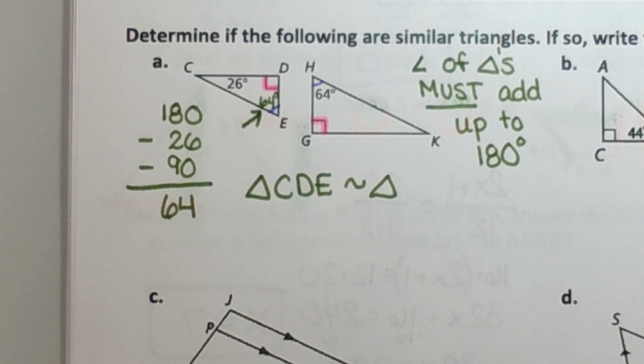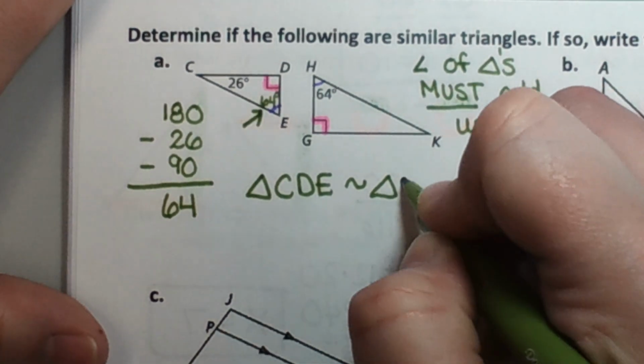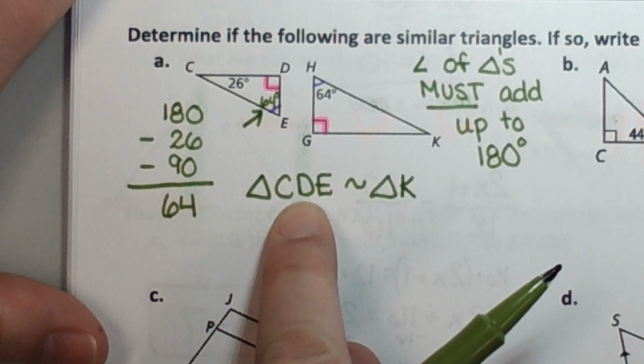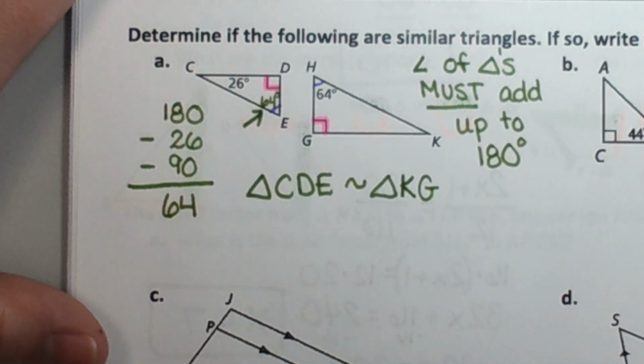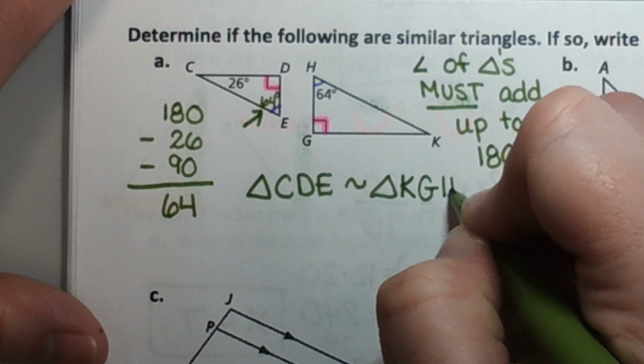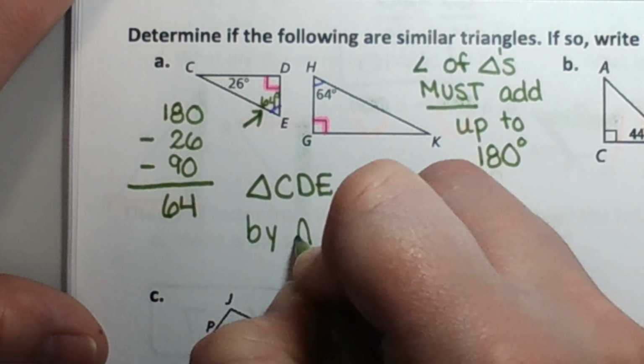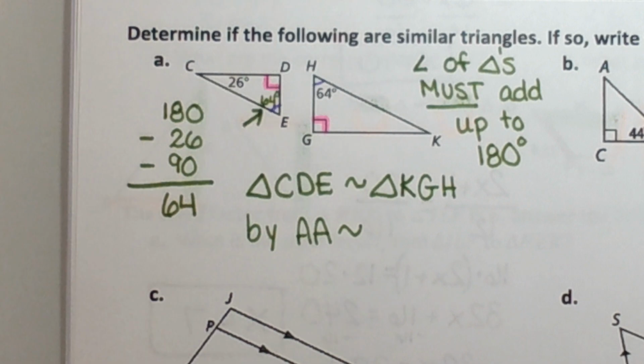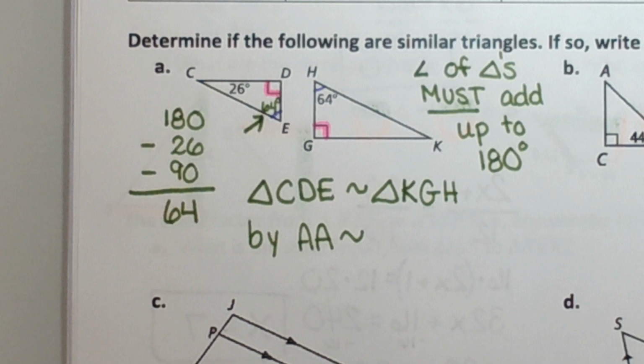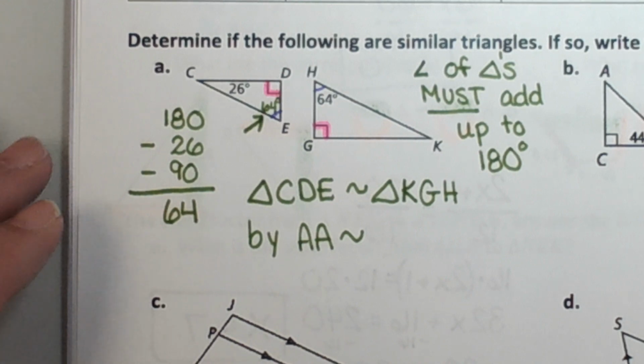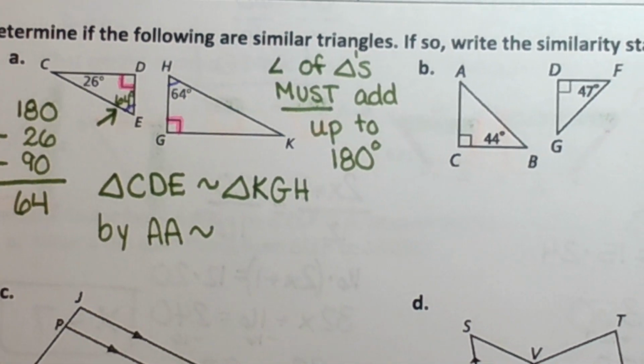Second triangle, I got to match up. Angle C would have to correspond with which angle in the other triangle? K. D would have to match up with G. And E then must match with H. And we know this by angle-angle similarity. So that's the first part of what you're doing today. You're checking for congruent angles. You might have to find an angle if it's not written in. And then you're writing your similarity statement if they're similar.